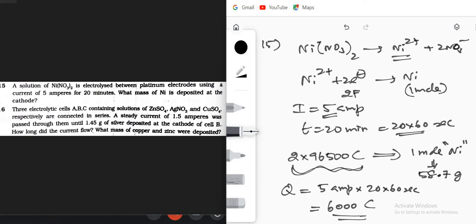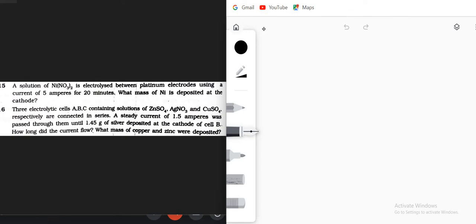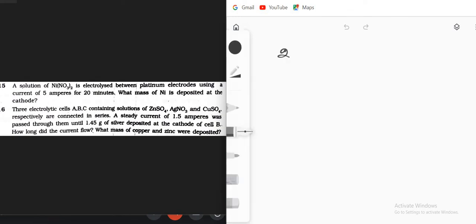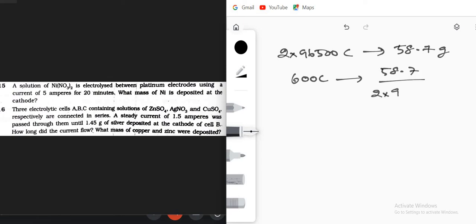If you pass this much coulomb, you will get 58.7 gram of nickel. If I pass just 6000 coulomb, how much will deposit? I'll write here. So 2 into 96,500 coulomb will deposit 58.7 gram of nickel. If I pass 6000 coulomb, how much will deposit? Very simple. 58.7 divided by 2 into 96,500 into 6000.